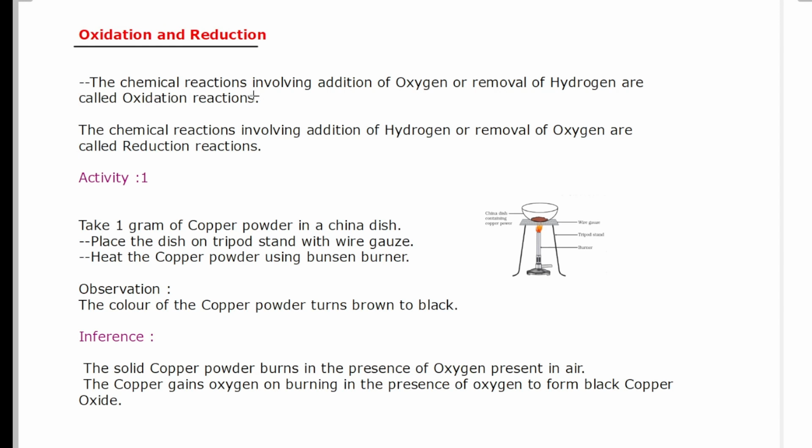The chemical reactions involving addition of oxygen or removal of hydrogen are called oxidation reactions. You have to keep in mind both the points. If there is either addition of oxygen or removal of hydrogen from the reactants, then we call such reactions oxidation reactions. Then reduction reactions are quite opposite to that of oxidation reactions.